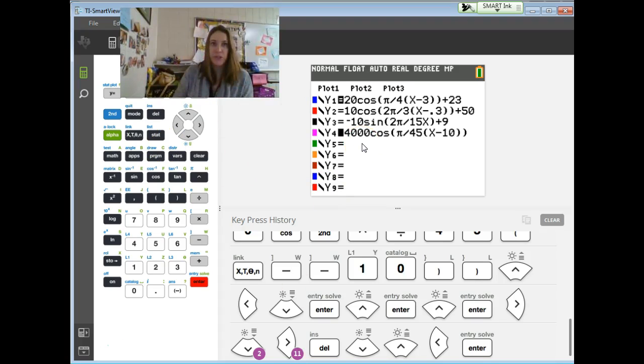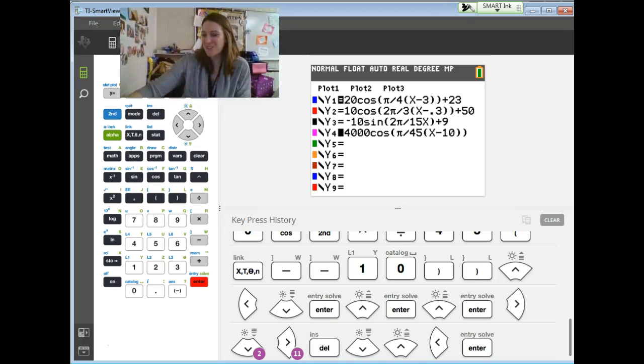On my screen, you're going to see a whole bunch of functions because I took the liberty of typing in every single function I'm going to need for this lesson. And then what I did is I de-emphasized the equal signs, which is another way to turn off the graphing utility for that particular function. So when I do some window work, I'm only going to be graphing that first one: 20 cosine of pi over 4 parenthesis x minus 3. Make sure you close double parentheses there, and then plus 23.